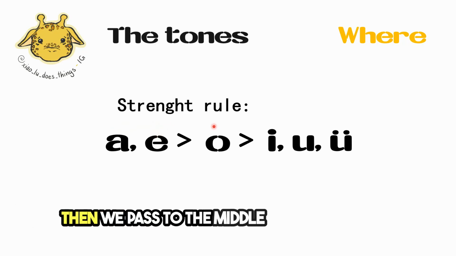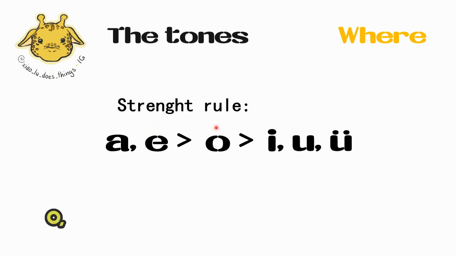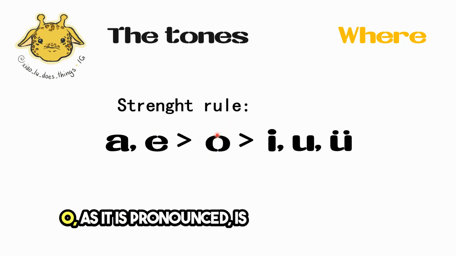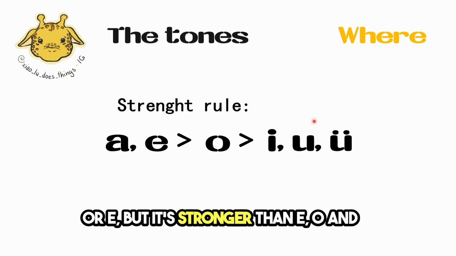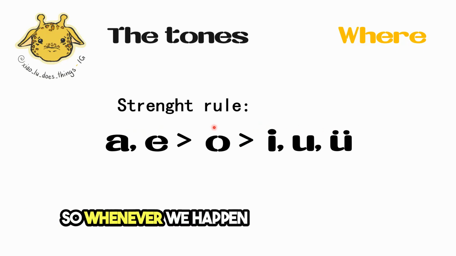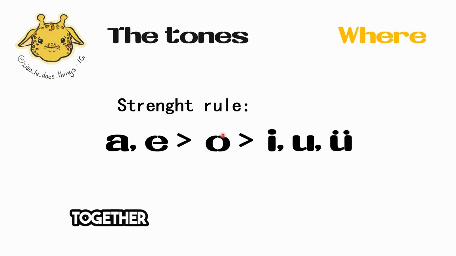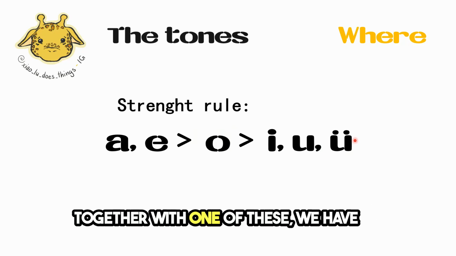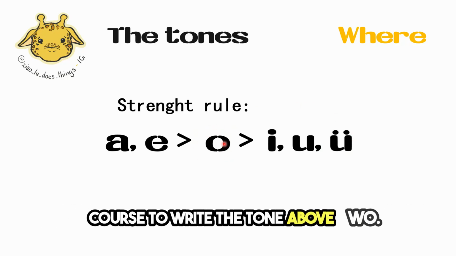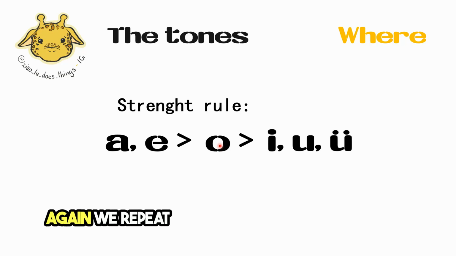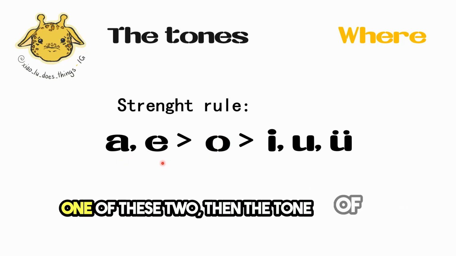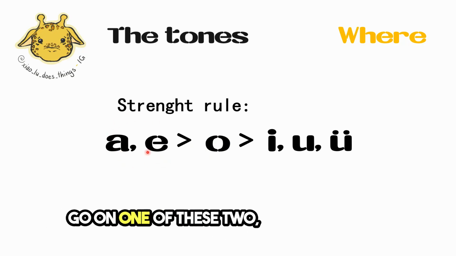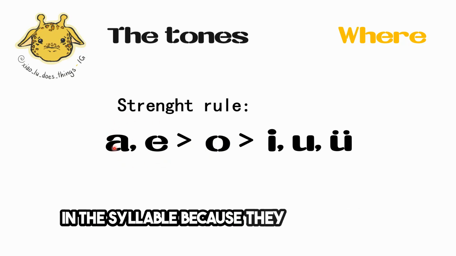Then we pass to the middle strength vowel O. O, as it is pronounced, is not as strong as A or E, but it's stronger than I, U, and Ü. So whenever we happen to have this vowel together with one of these, we have, of course, to write the tone above O. Again, if the O is together with one of these two, then the tone will go on one of these two, the one which is in the syllable, because they are stronger.